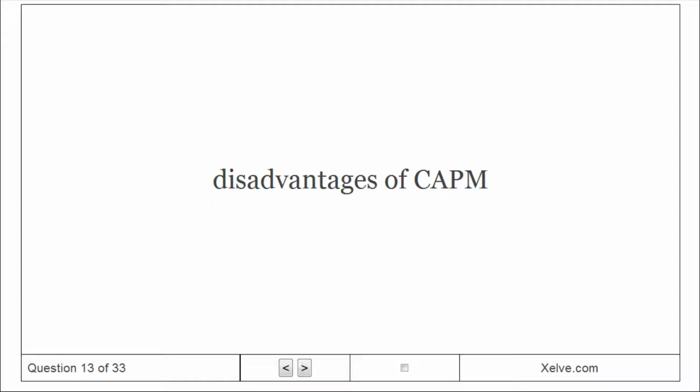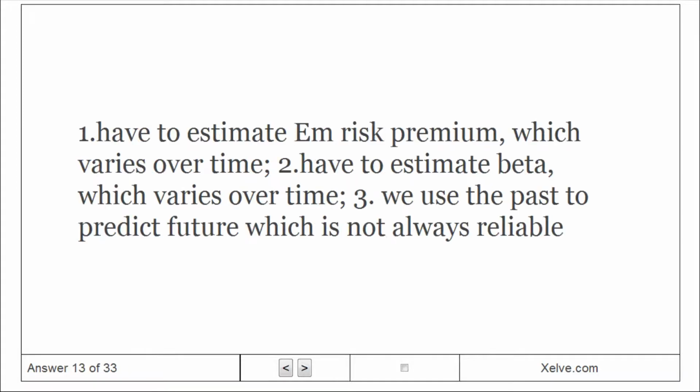Disadvantages of CAPM. 1. Have to estimate the market risk premium, which varies over time. 2. Have to estimate beta, which varies over time. 3. We use the past to predict the future, which is not always reliable.